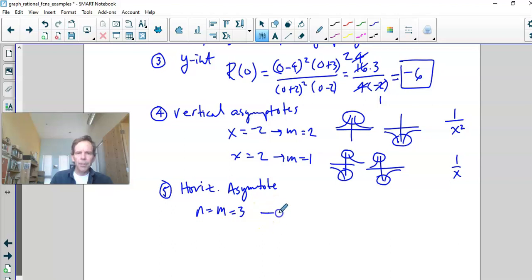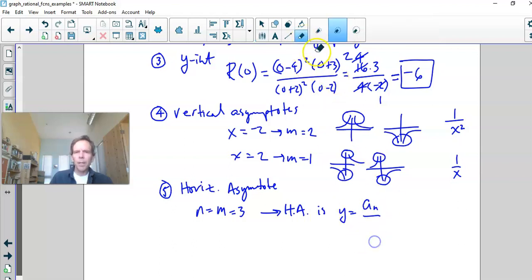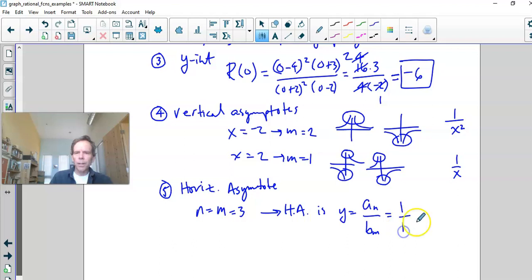And that means that the horizontal asymptote, the HA, is y equals, I think we had a sub n over b sub m. Can't even read that. Let's make it better. b sub m. Just means the leading coefficients. Here it was 1 and 1, so it's 1. y equals 1 is the horizontal asymptote.